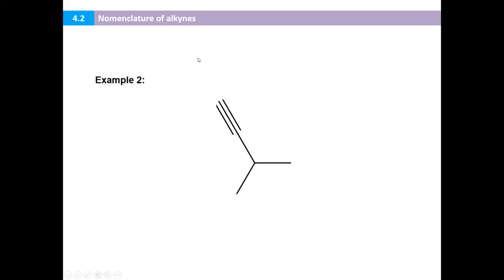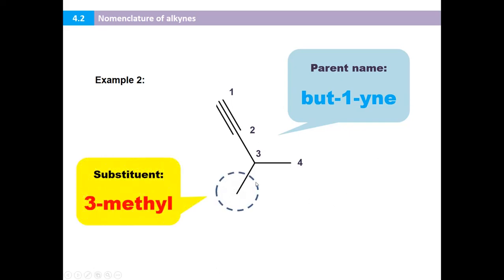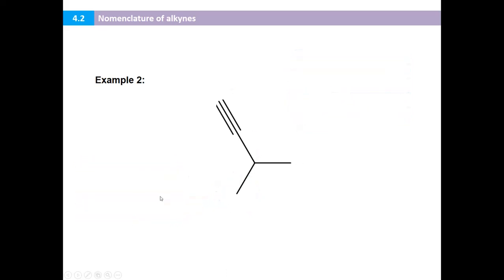This is the skeletal structure for an organic compound of alkyne. And here is the triple bond. The location of the carbon-carbon triple bond should be the lowest number. So you count from here. 1, 2, 3, 4. So the parent name is butyne. And at carbon number 3, you have the substituent methyl. And the naming will be 3-methylbutyne.